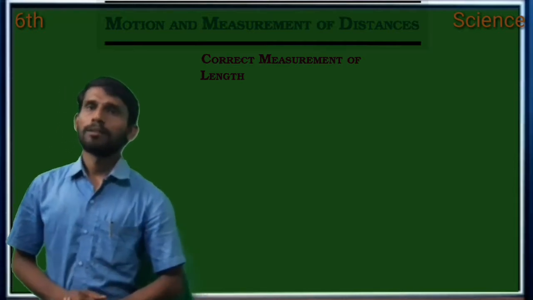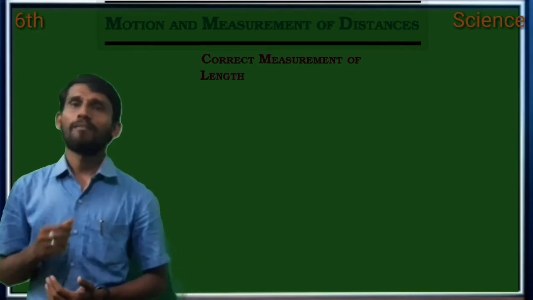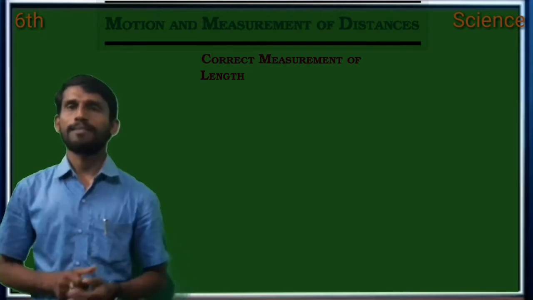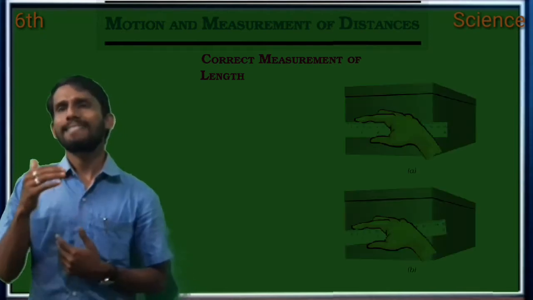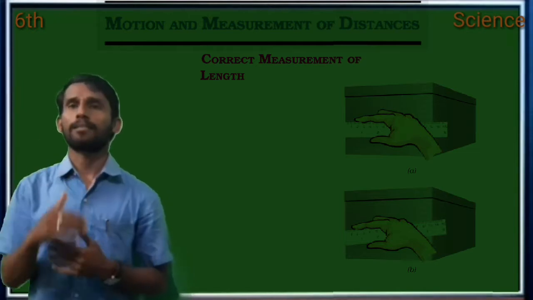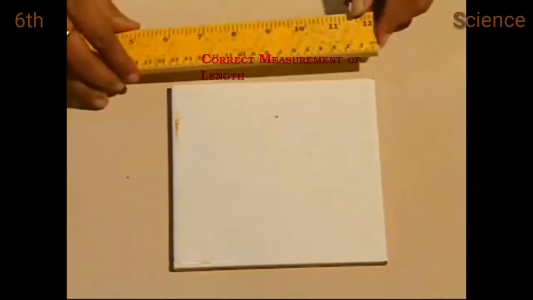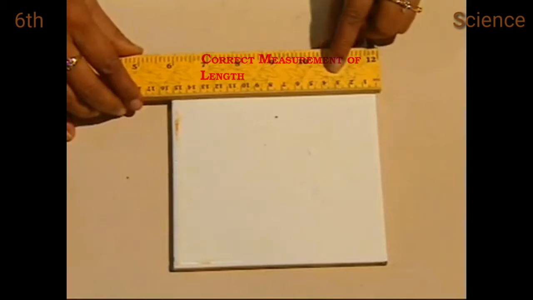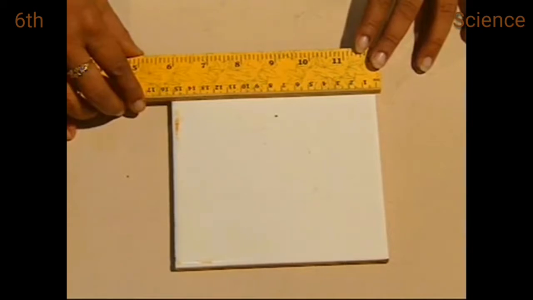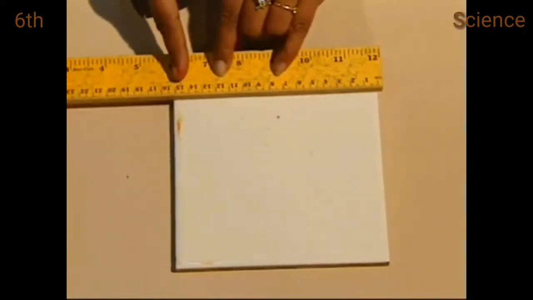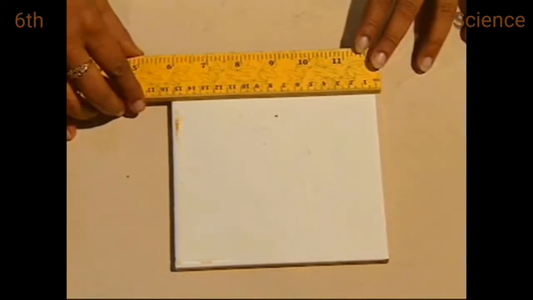Dear student, in making a measurement of the length of an object, we should follow these procedures. Let us see the first one. You place the scale in contact with the object along its length. Let us see this picture. For this activity we need one scale and paper. When you measure any object, you keep the scale in contact with the object. After that you measure. Here we are getting 15.5 centimeter. This is the right way.